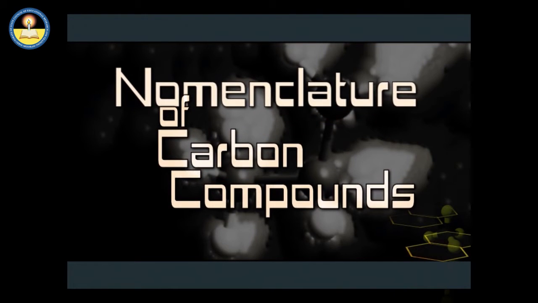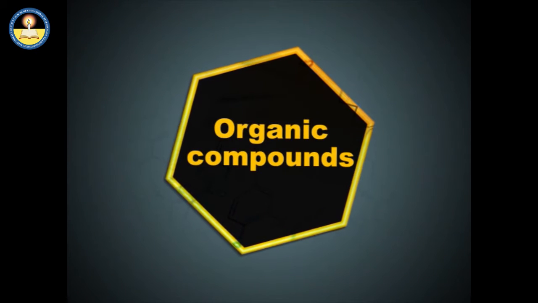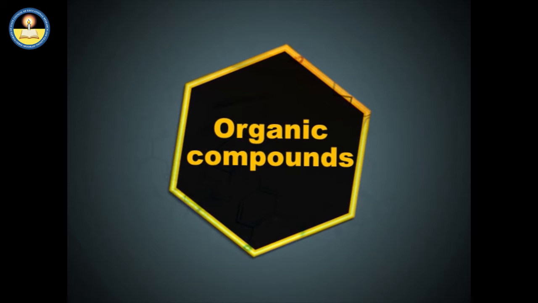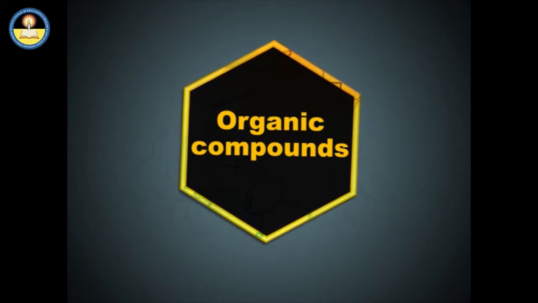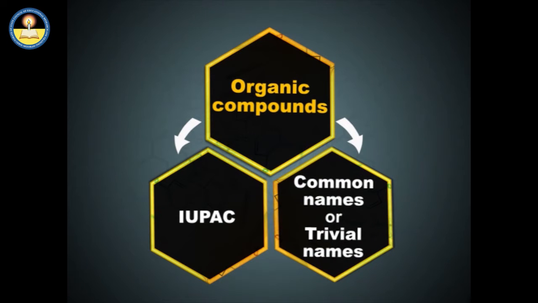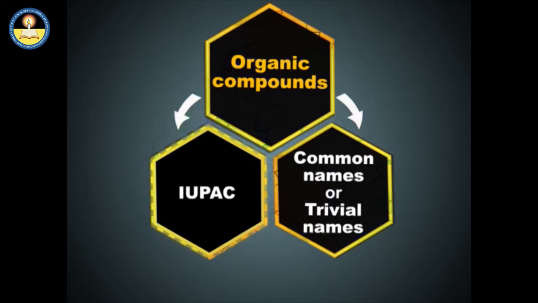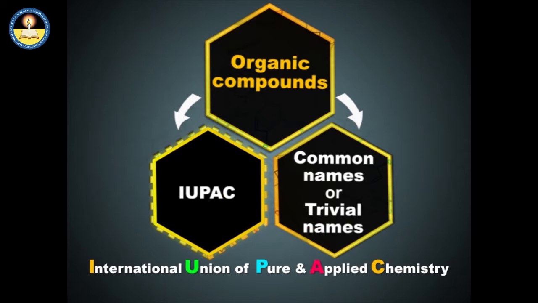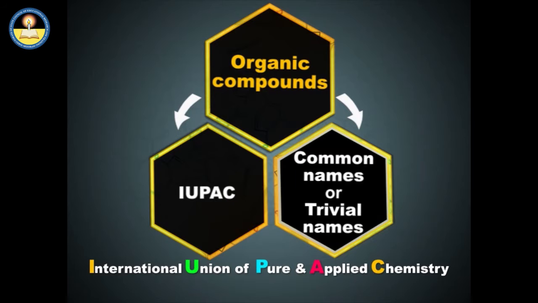Nomenclature of carbon compounds. Organic compounds generally have two types of names. These are IUPAC and common names or trivial names. The IUPAC names have been adopted by the International Union of Pure and Applied Chemistry and are based on certain rules. The common names, known as trivial names, have no proper system of naming.